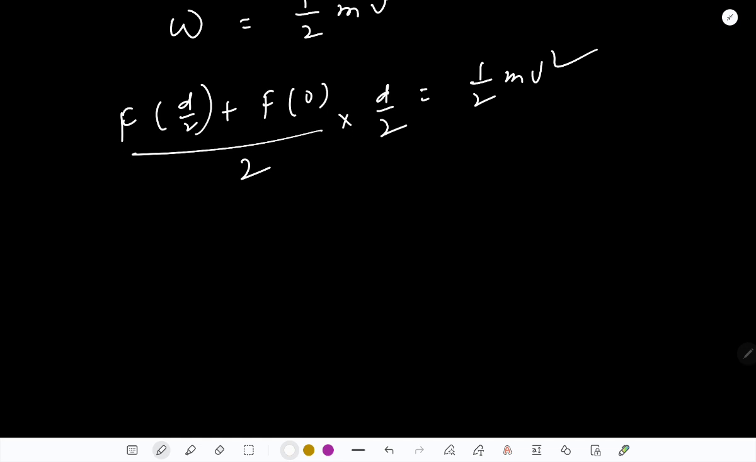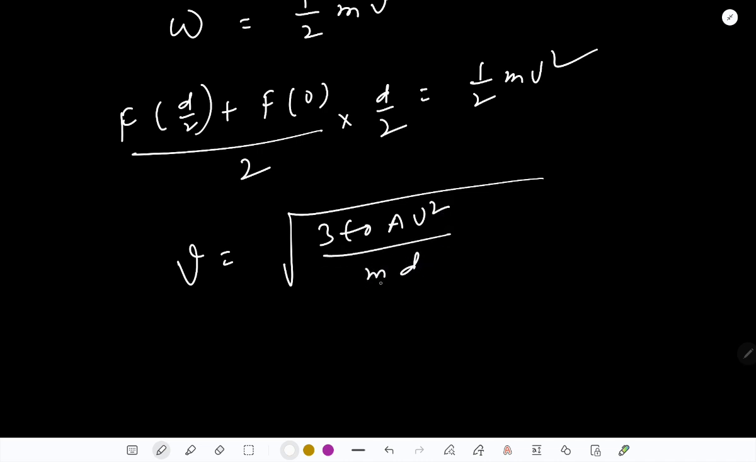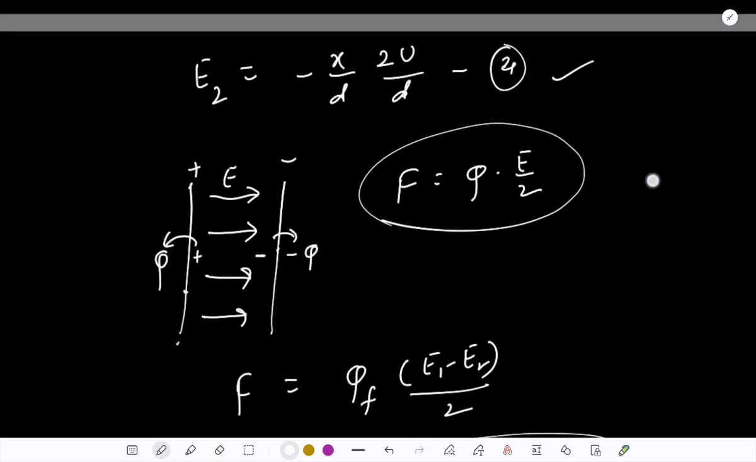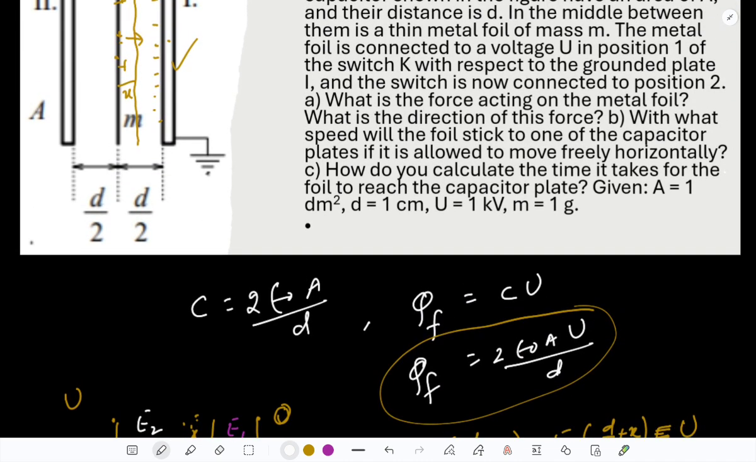And without medium resistance and other friction forces, they are all neglected because they are not mentioned in the problem, you will get the velocity equal to simply 3 epsilon naught a u square by md. And this is the second part of the problem. Now we need to move towards the third part. How do you calculate the time it takes for the foil to reach the capacitor plate?